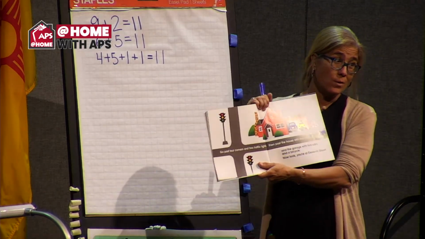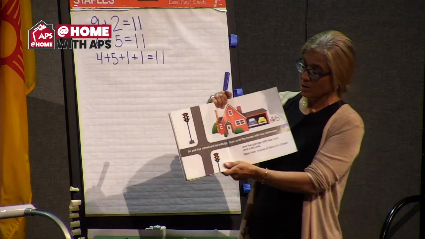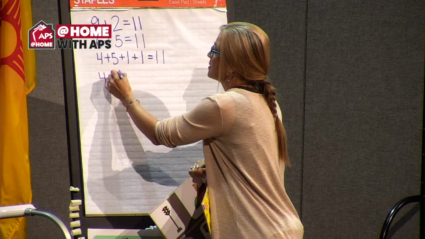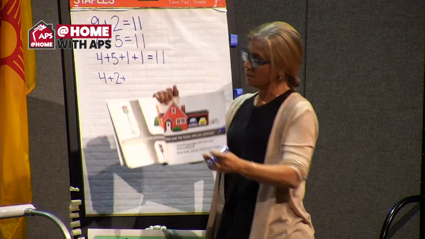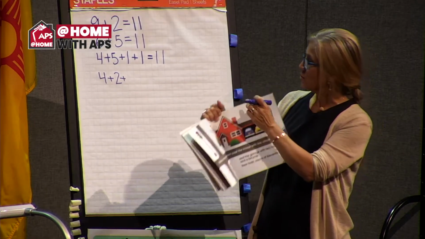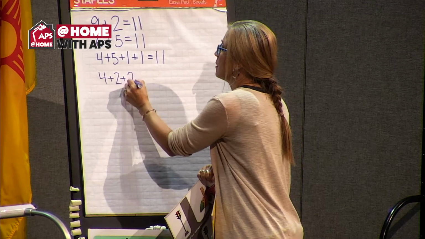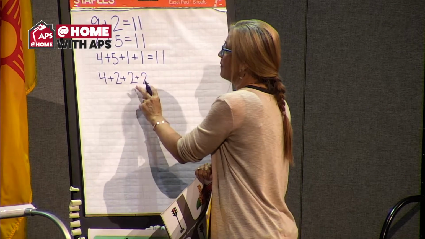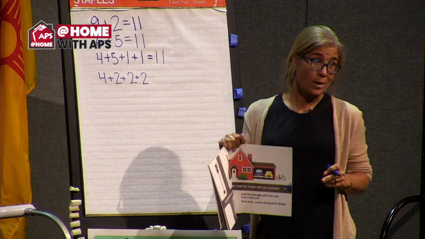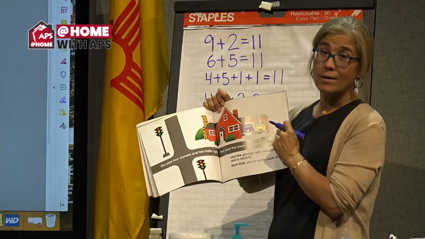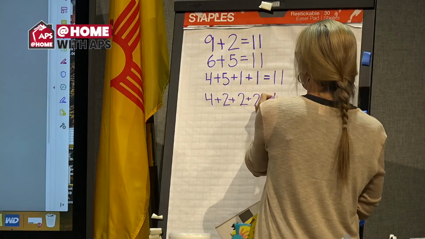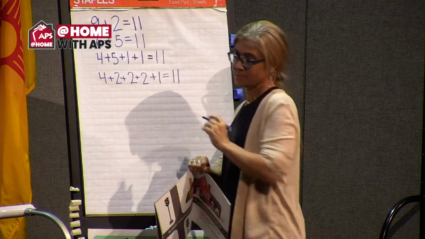This was our street corners. We had 4 corners and 2 traffic lights. 4 and 2 makes 6. I wonder if that will help us. And then we had 2 cars and 2 chimneys. And 2 and 2 makes 4. 6 and 4 is another way to make 10. And then we had 1 bicycle. So that is another way to make 11.